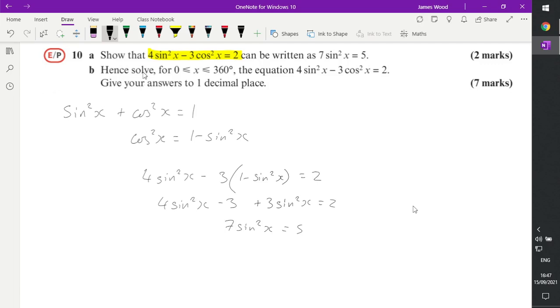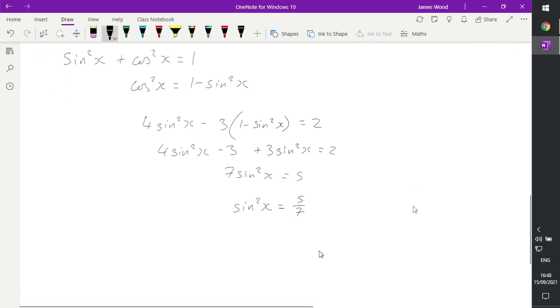And it says, hence, solve this equation between 0 and 360. And this equation is the same as the one in the first part. And we've already shown that we can rewrite it as this. So it's basically solve this equation here. So sine squared x is 5/7. So that must mean when I square root both sides, sine x is going to be plus or minus root 5 over root 7. I'm just going to write it as square root of 5 over 7.